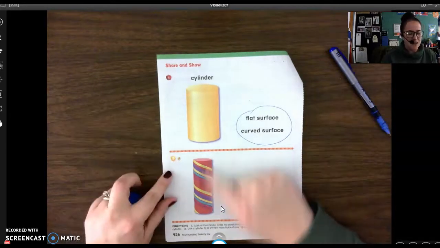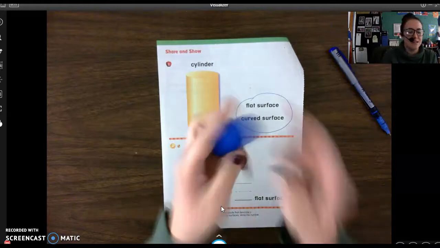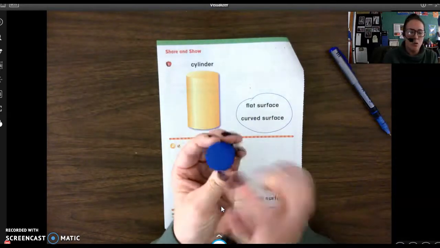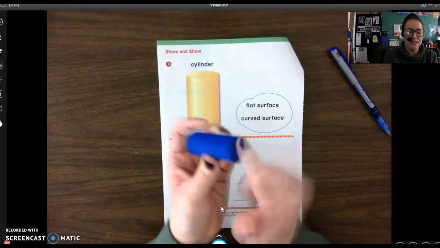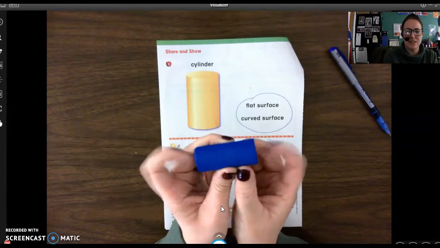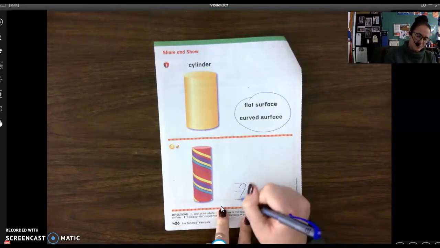There's a picture down here of a cylinder. It wants to know how many flat surfaces our cylinder has, so let's look at it. I see 1, 2. A cylinder has 2 flat surfaces. Top and bottom are flat. So we're going to write a 2.